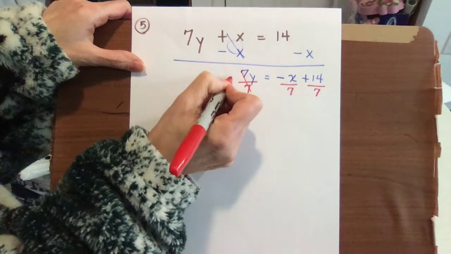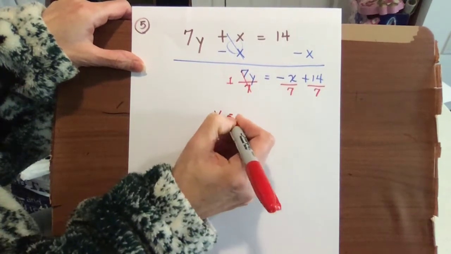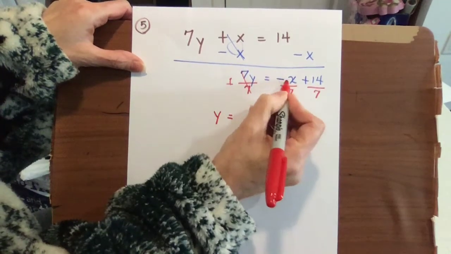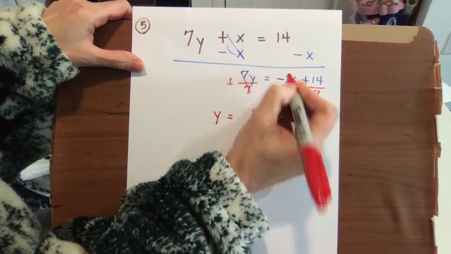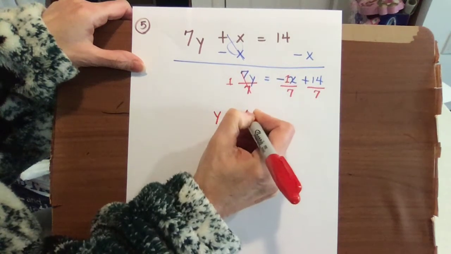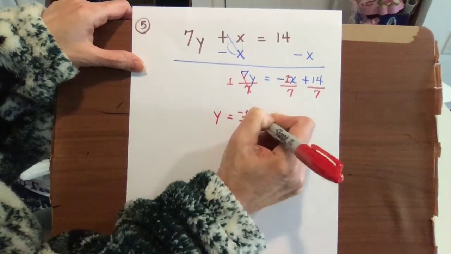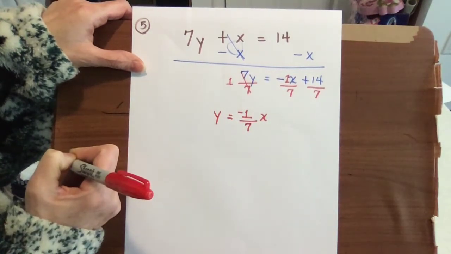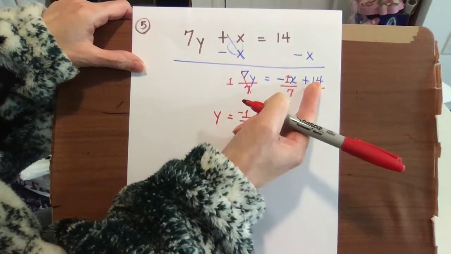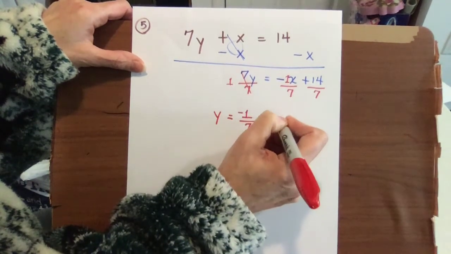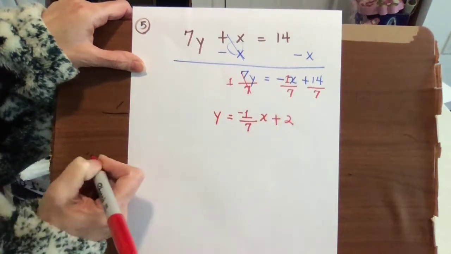7 over 7 is 1. That leaves us with y equals. The number in front of that x is a negative 1. So we're going to separate the negative 1 over 7 from the x, keeping that x in the numerator position. And then we're going to calculate 14 divided by 7, which is 2, so plus 2.